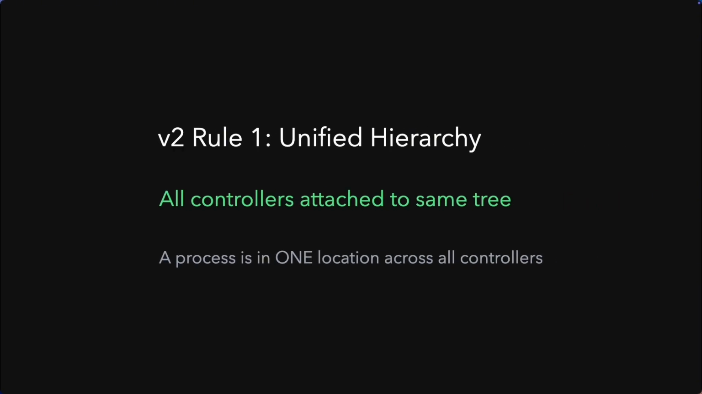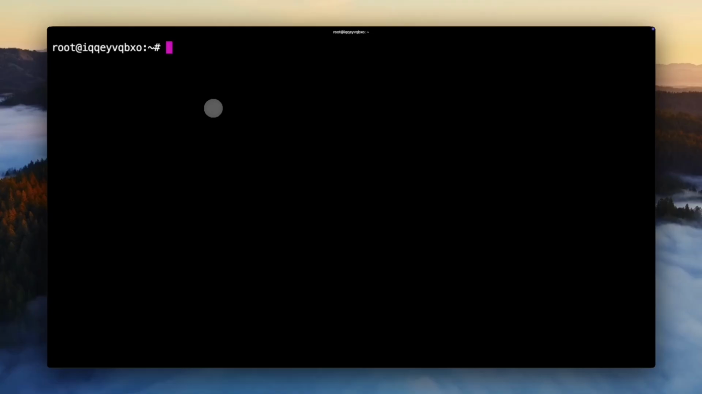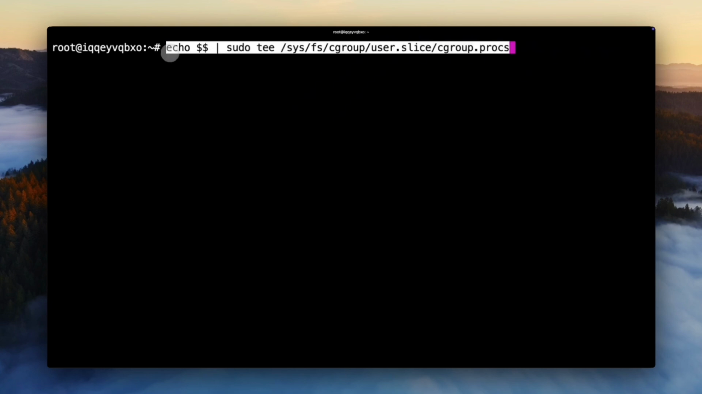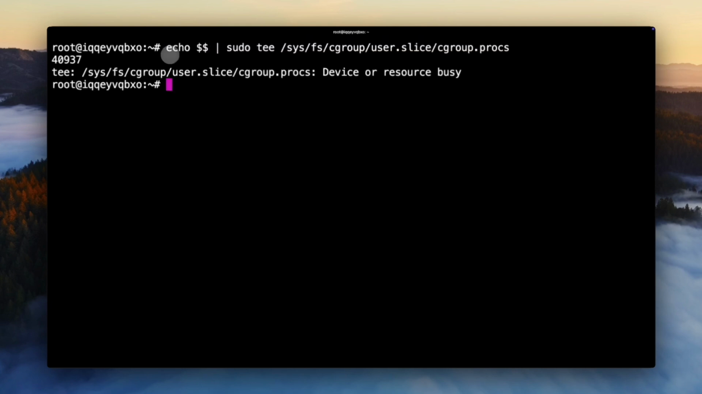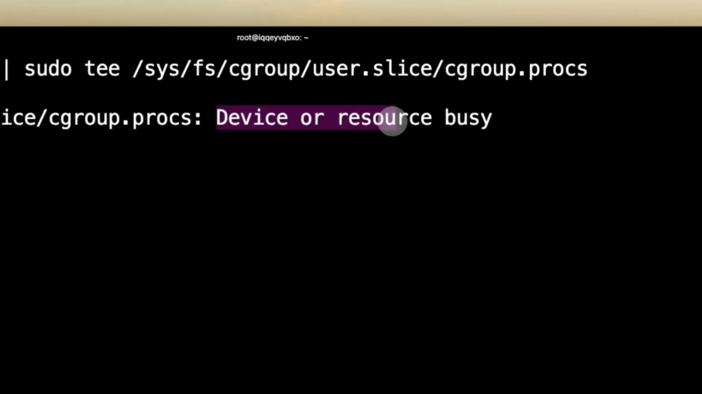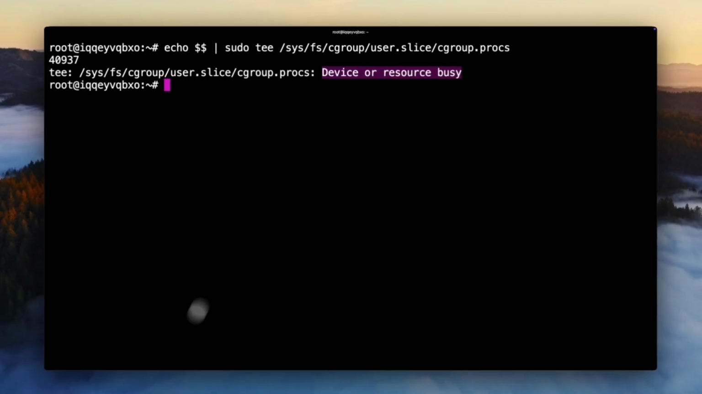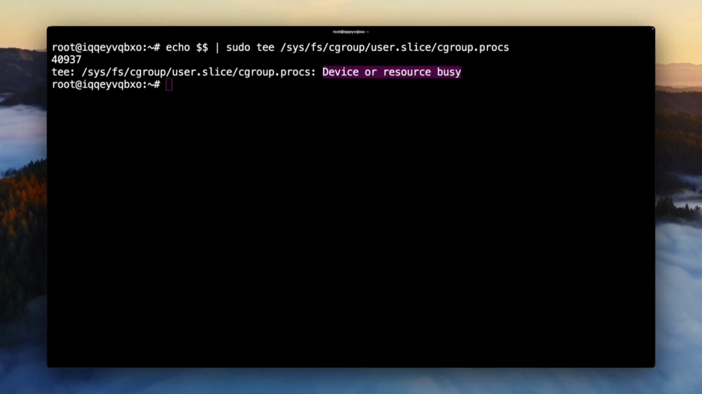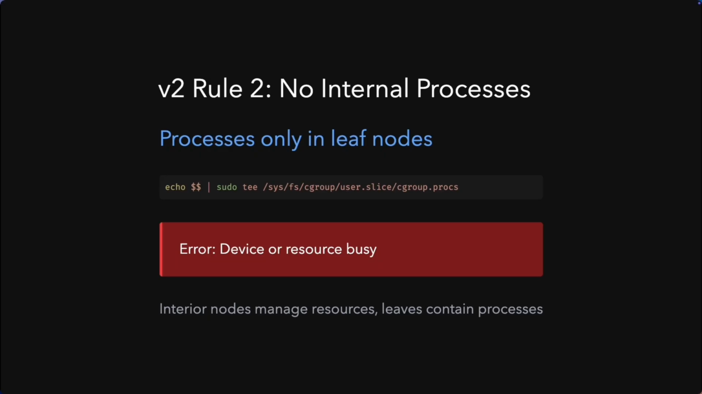All controllers attached to the same tree. A process is in one location across all controllers. Rule 2: no internal processes. Processes can only exist in leaf nodes. Interior nodes are for delegation and control. When we attempt to write a PID to an interior node, we get rejected. So, because v2 enforces clear separation, interior nodes manage resources, leaves contain processes.